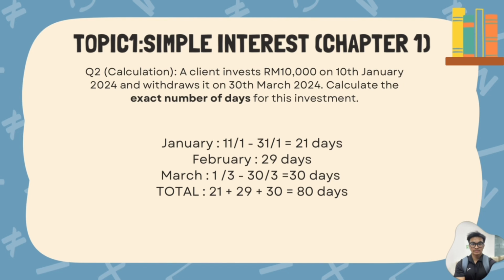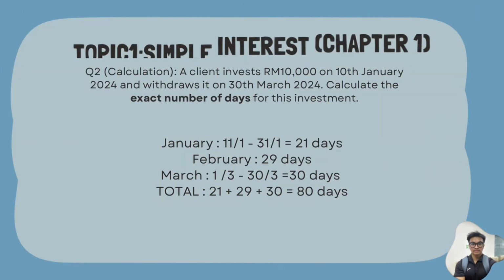So, next for February, it is 29 days. And March, the 1st of March until 30 March. So, we got 30 days here. So, the total is 21 days plus 29 days plus 30 days. And the total will be 80 days. So, the answer is 80.